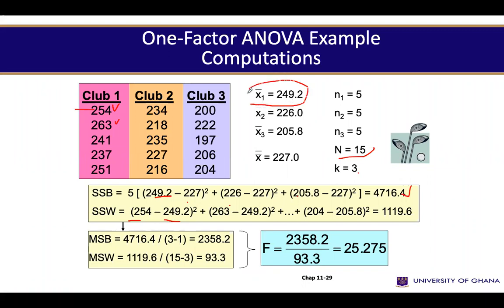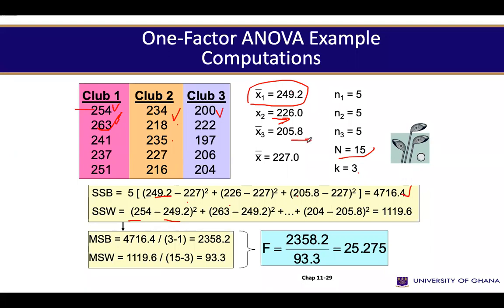The first group mean was 239, right? The second element in club 1 is 263. You take it away from its group mean, which is 249. You do likewise for all the elements within club 1. But when you come to club 2, take its first value and subtract it from the second group mean instead. Do you get it? 218 minus the second group mean, 235 minus the second group mean, and so on until you are done. Then you come to club 3, it is 200, the first value, minus the third group mean.